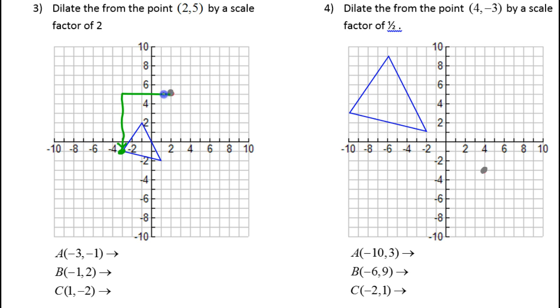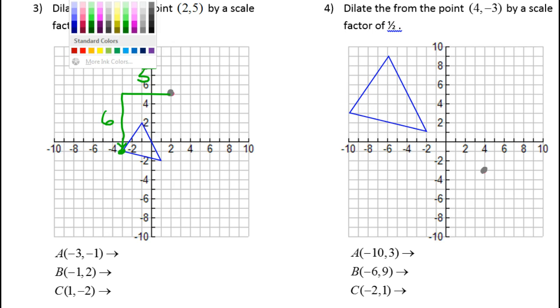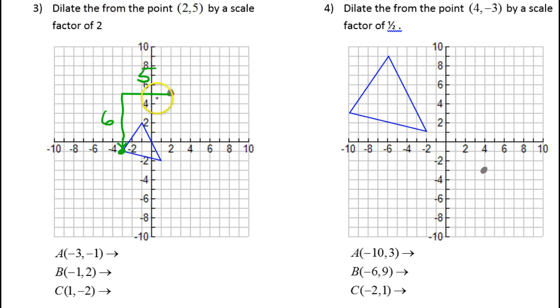So let's see, how far did I really go? So that's 5. Alright, so I went left 5 and I went down 6. I went left 5 and down 6. So I'm still doing a scale factor of 2. So that means I'm going to have to double that motion. So instead of going left 5 and down 6, I need to go left 10 and down 12.